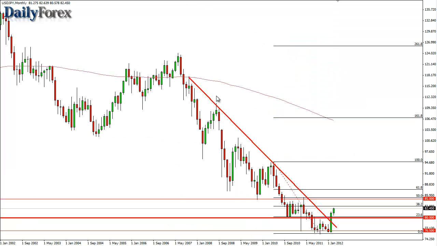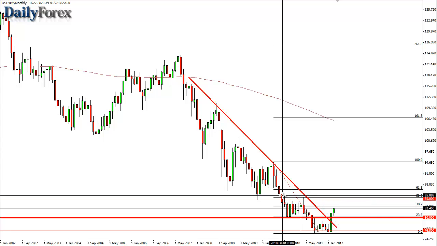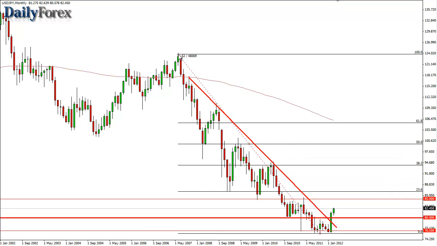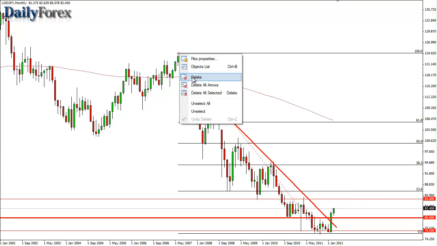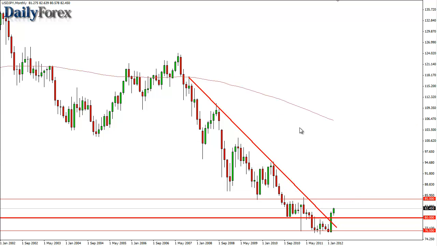As I go to the monthly, you can see that even if we were to go back to here, that's nothing in the big scheme of things, really. If you wanted to take the entire move, you'd be looking at basically the 23. You wouldn't even quite get there. So when you put it in that context, it doesn't really seem like that big of a move.